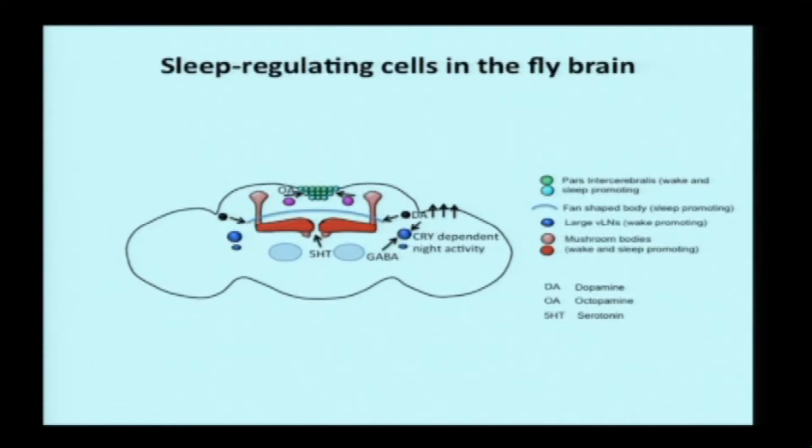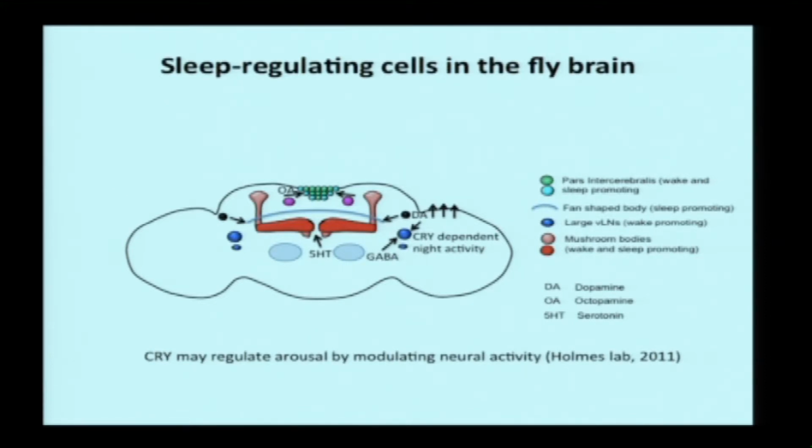And we mapped this effect of dopamine and found that it requires the large ventrolateral neurons, the cells that normally produce light-dependent arousal. In the presence of high dopamine, they promote dark-dependent arousal. And that particular response requires the circadian photoreceptor cryptochrome, or CRY. But we believe that in this context, cryptochrome is not functioning like a photoreceptor.